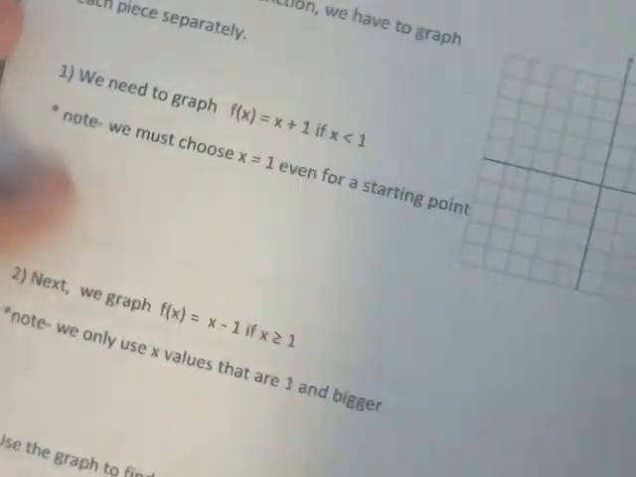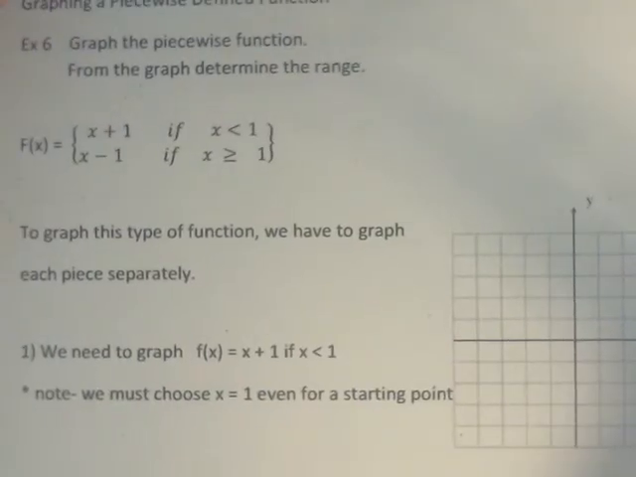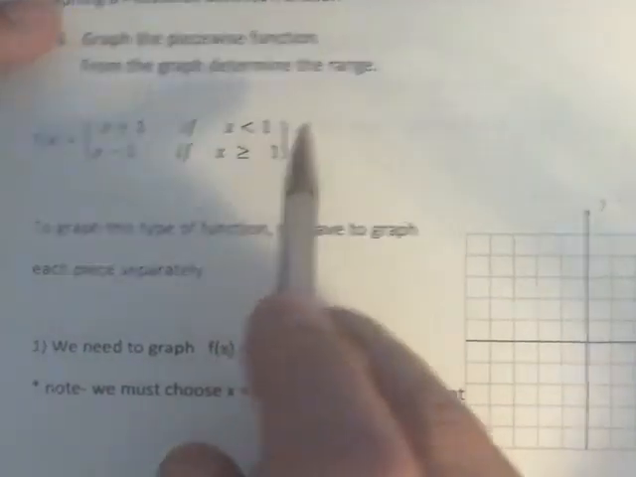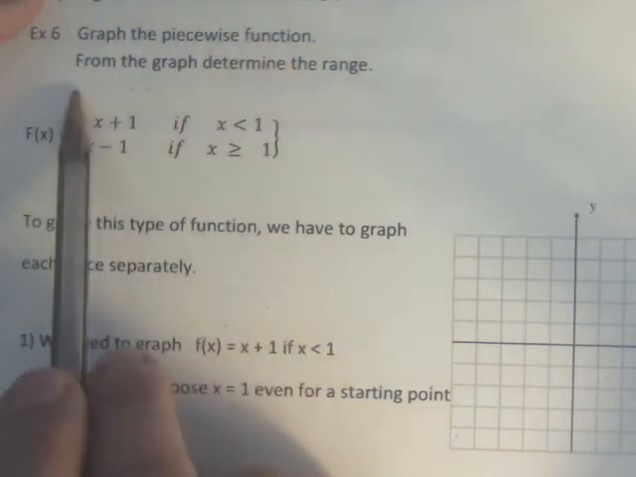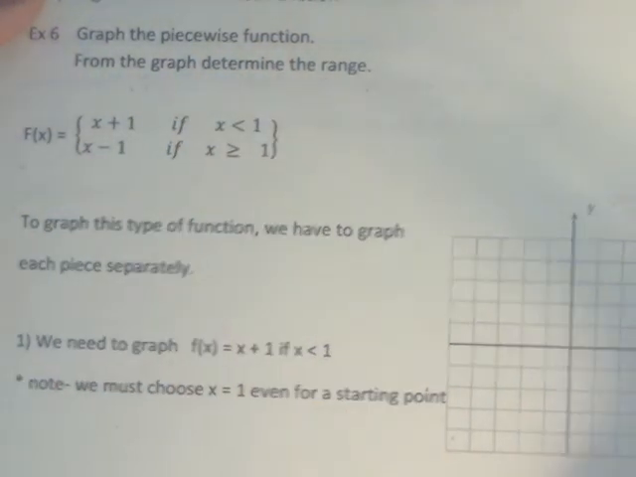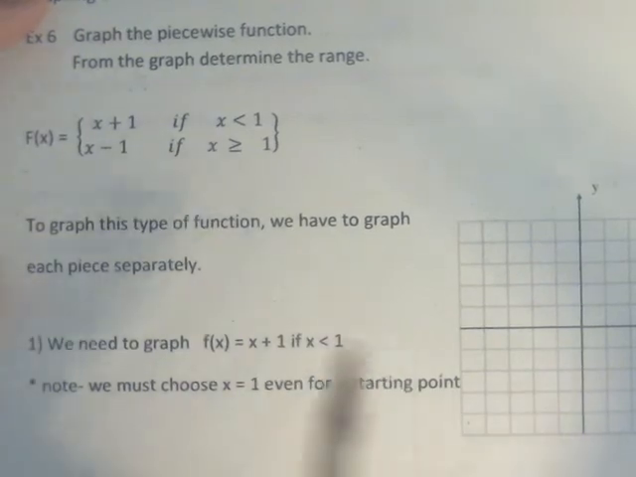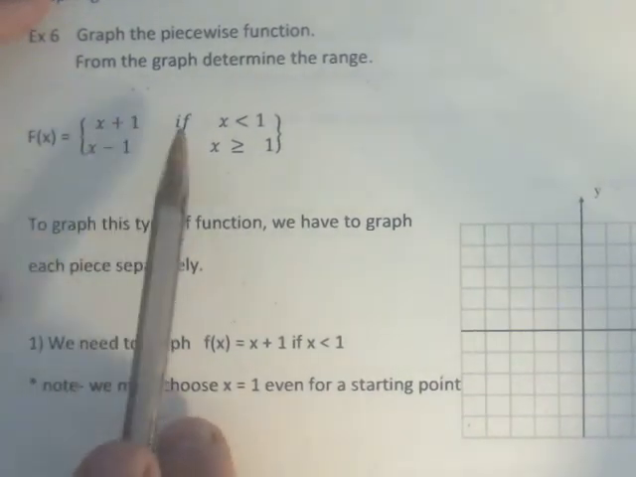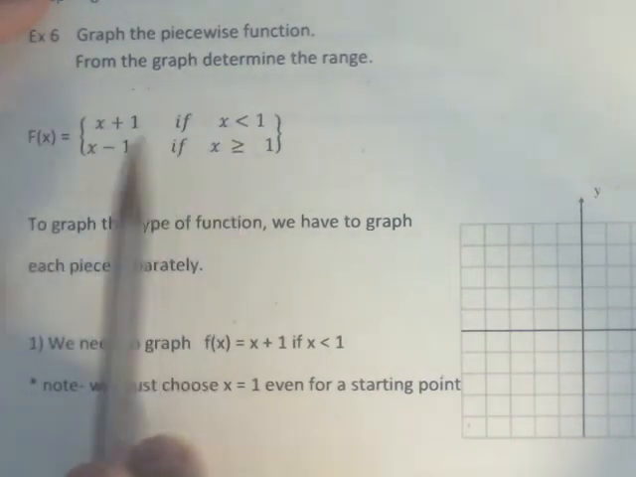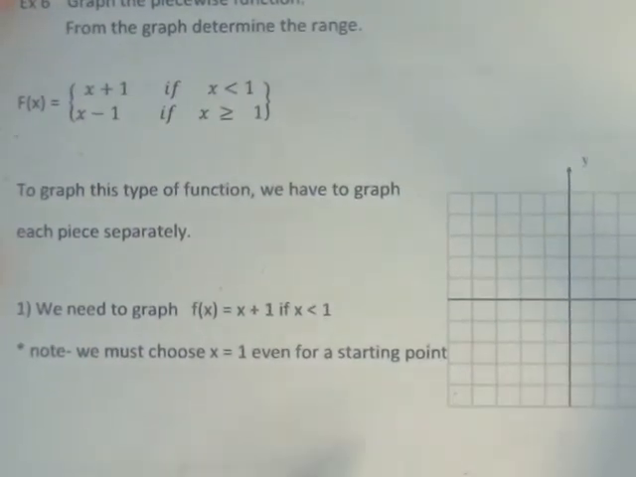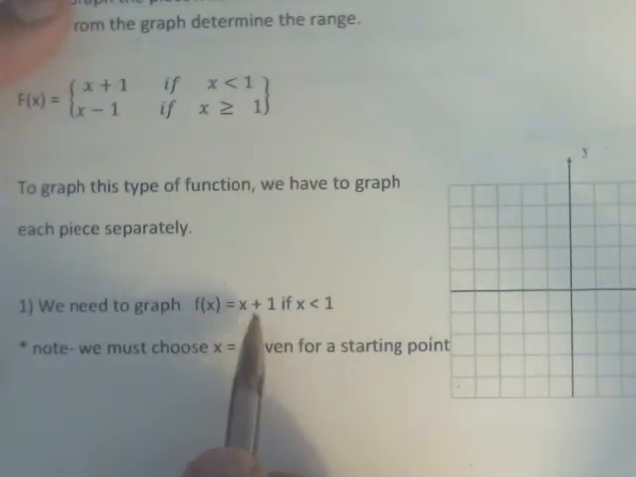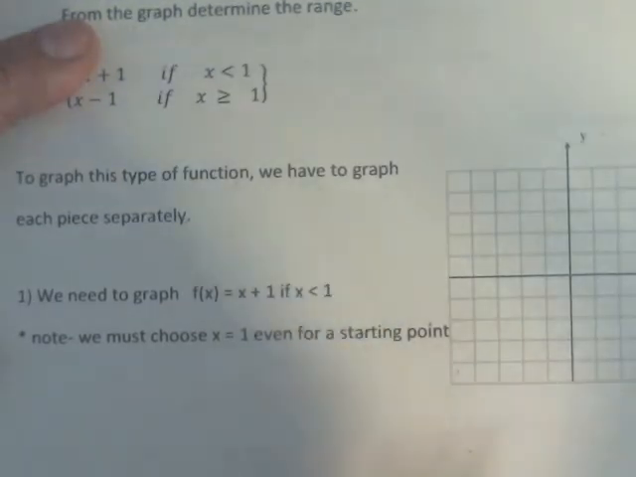We haven't really talked about domain and range of equations much, but we are assuming our domain is all real numbers, negative infinity to positive infinity, and we're going to graph the piecewise function, and then from the graph we're going to determine the range. So here's your piecewise function. I have x plus 1 if x is less than 1, and then I have x minus 1 if x is 1 or bigger. Now, even though I'm going to graph this equation here, if x is less than 1, I still need to choose x as 1 as a starting point.